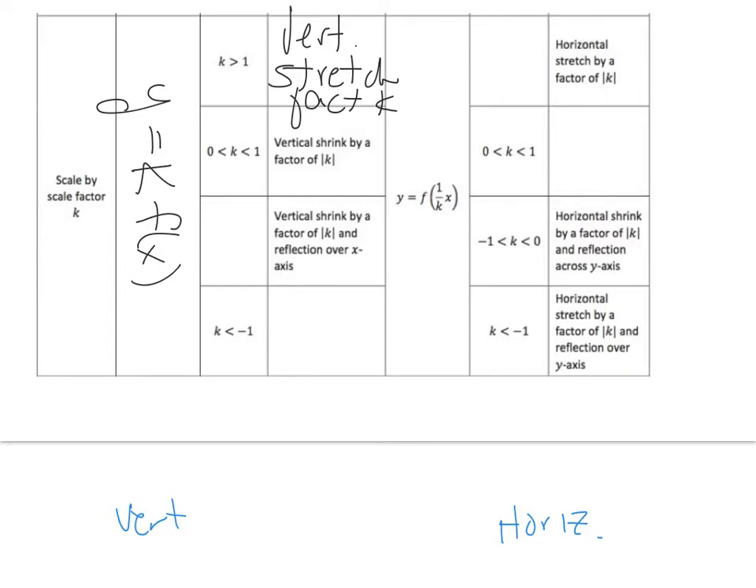When k is between 0 and 1, that means that it's a fraction. We do a vertical shrink by a factor of k. When k is between -1 and 0, that means it's a negative fraction. We do a vertical shrink by a factor of k and a reflection over the x-axis. And then when k is less than -1, we do a vertical stretch by a factor of k and reflect it over the x-axis.